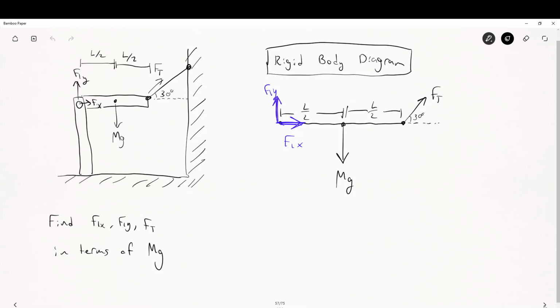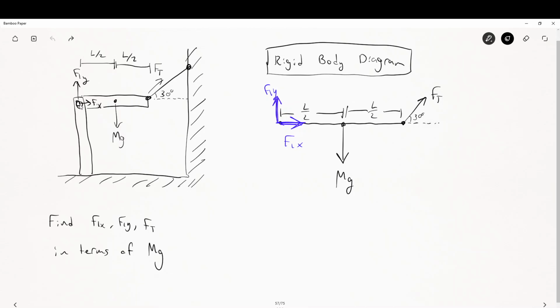So next we have kind of an interesting situation. We have, I don't know, maybe it's like a diving board. I don't know what this thing is. We have some vertical support. There's a horizontal beam extending off of it. The beam is attached to an opposing wall by a string or a cable, which exerts a tension force.